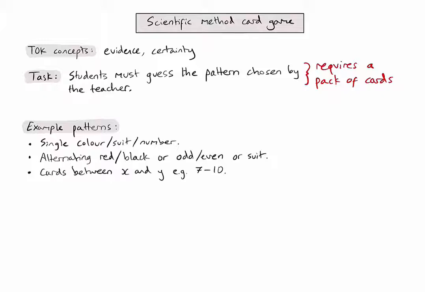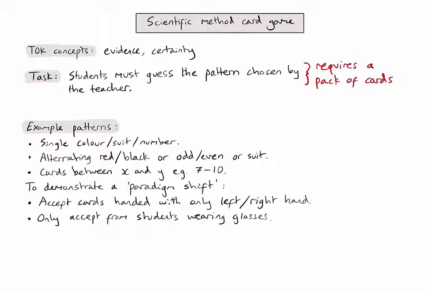When you want to step it up and make a significant difference to the difficulty level, you might choose some of the following examples that demonstrate a paradigm shift in terms of how we understand the game. So, for example, you might only accept cards that are handed to you with a student's left hand, or maybe a right hand. You might accept from students who are wearing glasses.